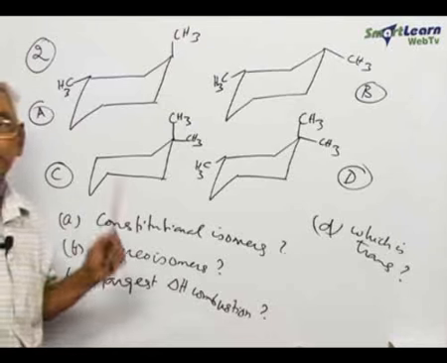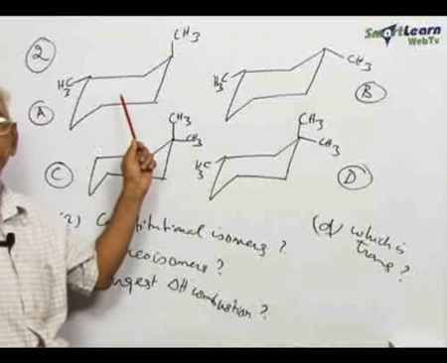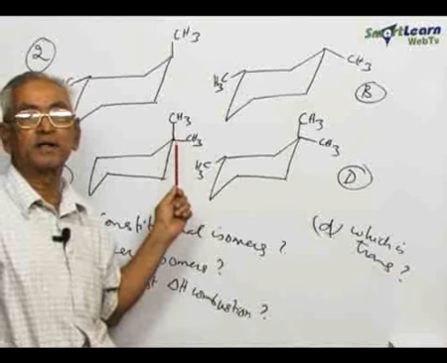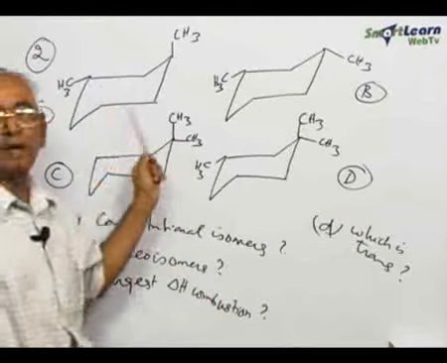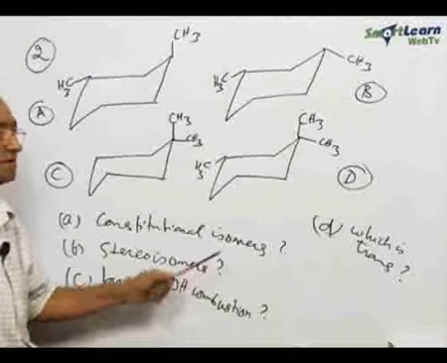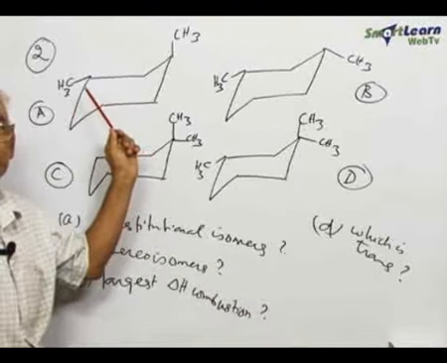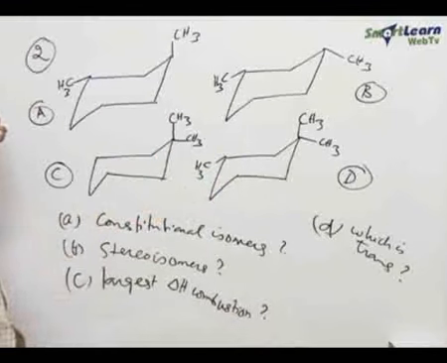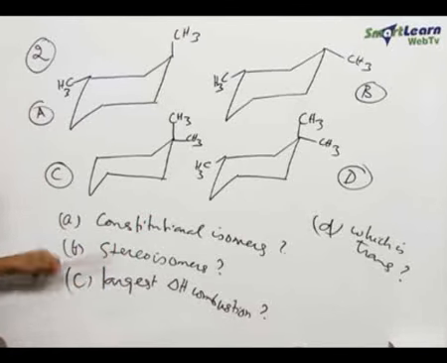Now we are going to the second question. Four structures of chair forms of cyclohexane, dimethyl and trimethyl cyclohexane, are given here in the form of A, B, C and D. Four questions have been asked on the basis of these four structures, represented by the alphabets A to D.